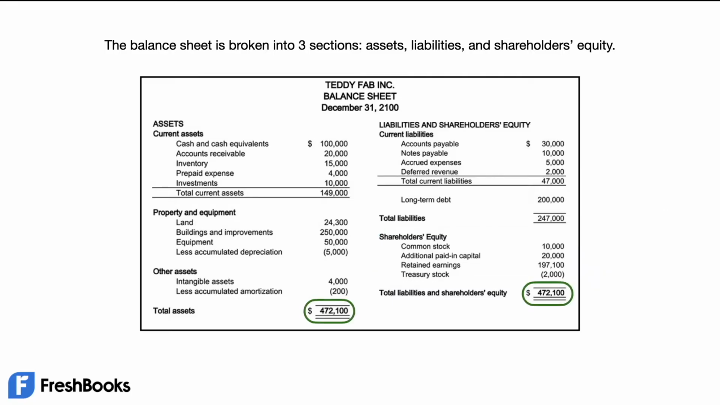As you can see in this sample, the big idea at play here is that when you add up the value of all of your assets on the left, you get a figure of $472,100. And when you add up all of your liabilities and shareholders' equity on the right, you also get $472,100. So we can see a good example of just how the balance sheet is supposed to balance.